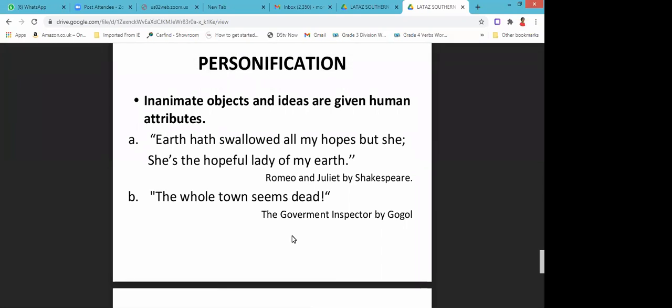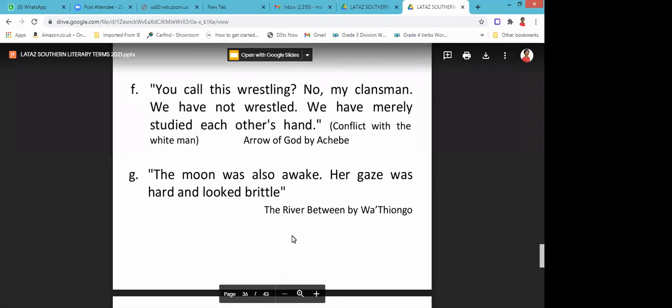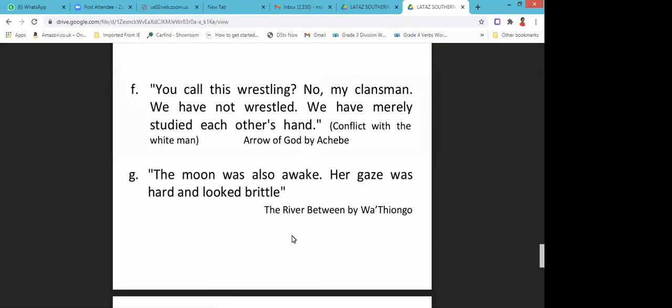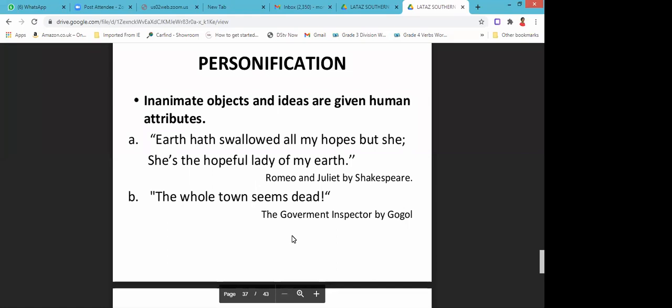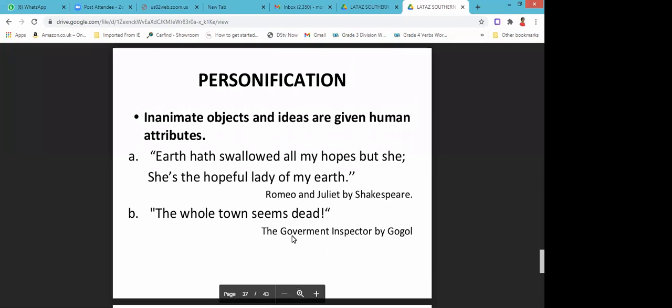Let me just make a correction. On the last metaphor that I gave, I think this is more of a personification, because under personification, this technique, we give inanimate objects human qualities and attributes. So the moon does not gaze. It doesn't act like a human being.